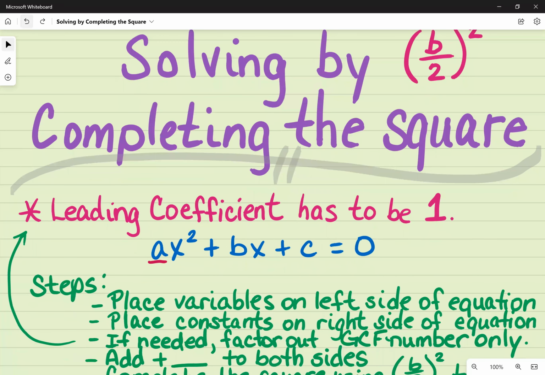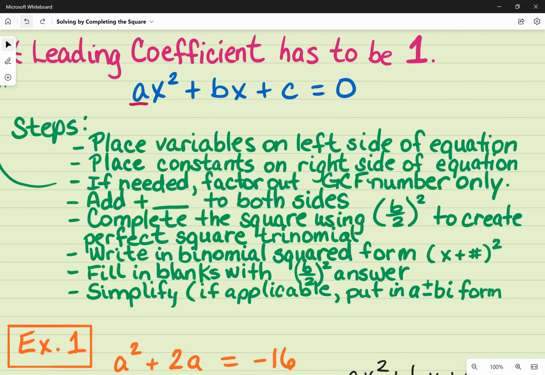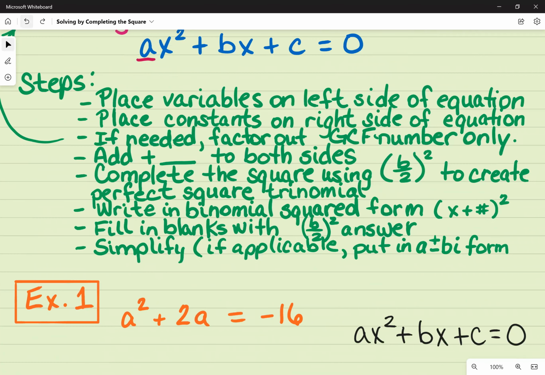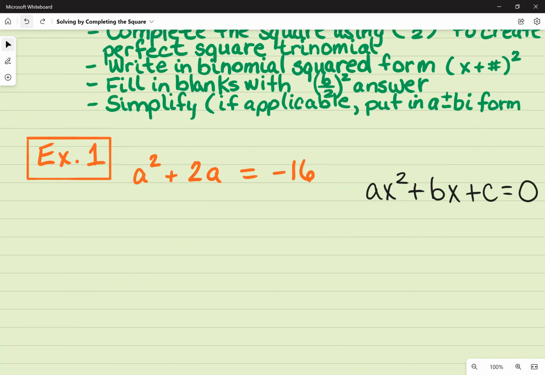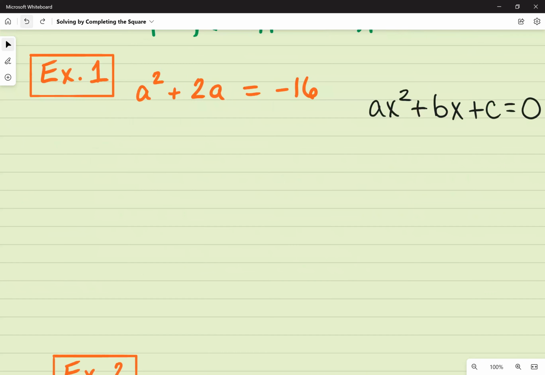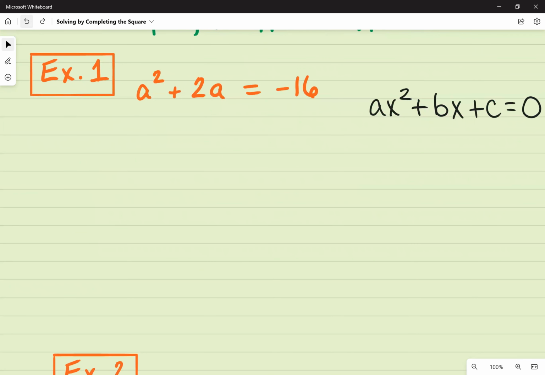These are the steps that you want to actually pause and write down, or at the end of the video, if you still don't understand it when I demonstrate it, just rewind back and try to follow the steps. So the first thing I want to do is make sure that my variables are all on one side and my constant, which is a number without a variable, is on the other side.